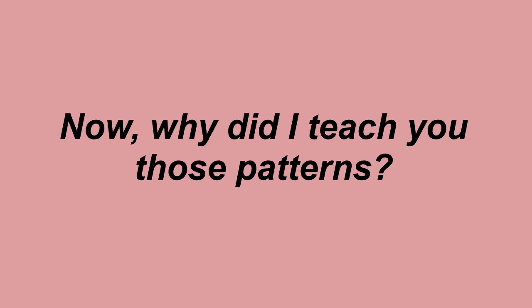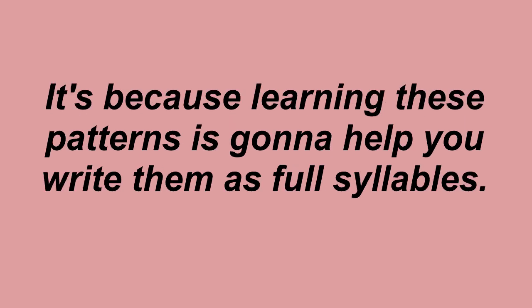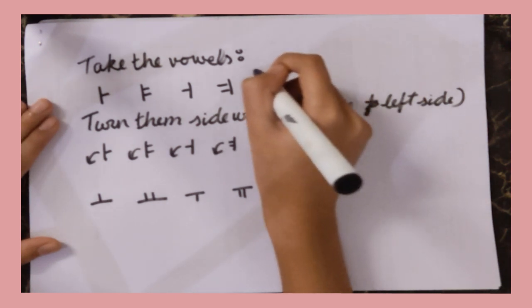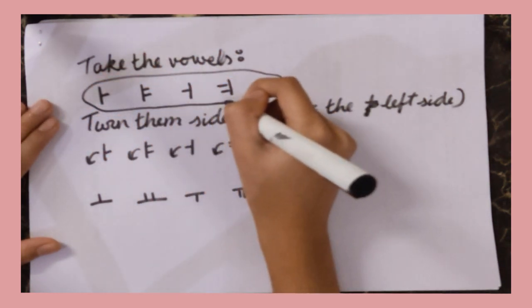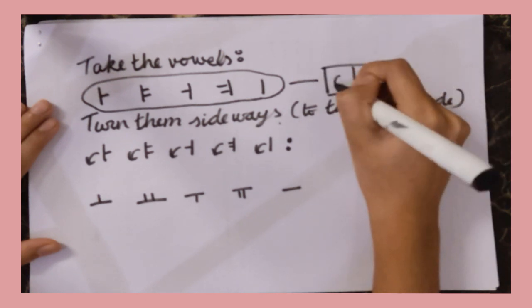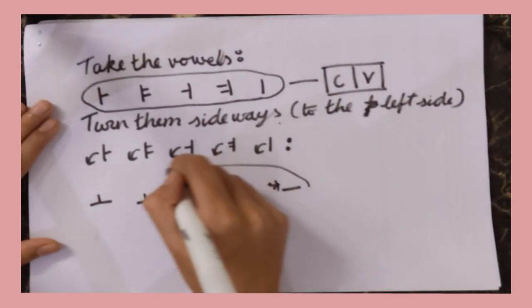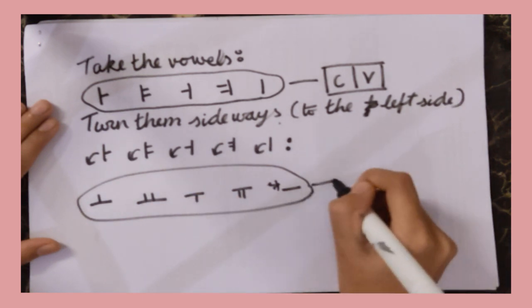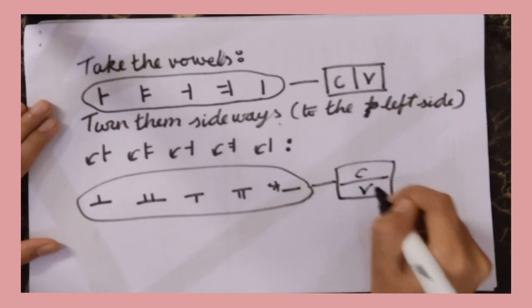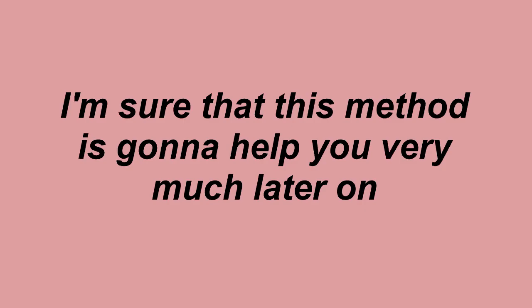Now, why did I teach you those patterns? It's because learning this pattern is gonna help you write the vowels as full syllables. Here, the standing line or the first line of vowels follow the first method of organizing the letters in a syllable, the consonant at the left and the vowel at the right. The second line of vowels follow the second method. By that I mean the consonant at the top and the vowel at the bottom. I'm sure that this method is gonna help you very much later on.